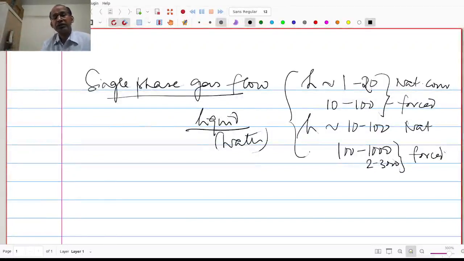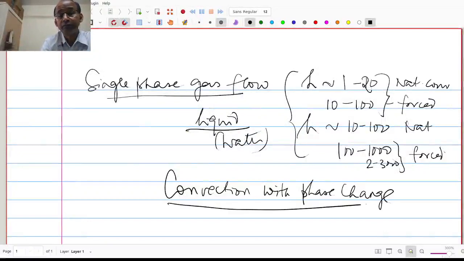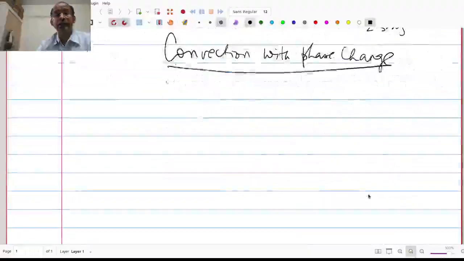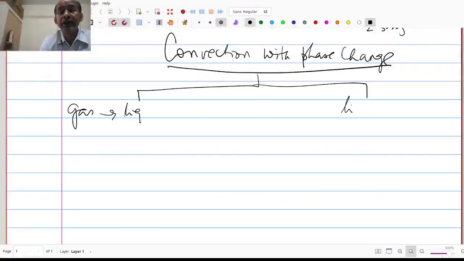But when you use systems with phase change, then this heat transfer coefficient goes at least one more order of magnitude or more higher. So we look at convection with phase change. Now phase change we can look at in terms of phase change from gas to liquid or liquid to gas.